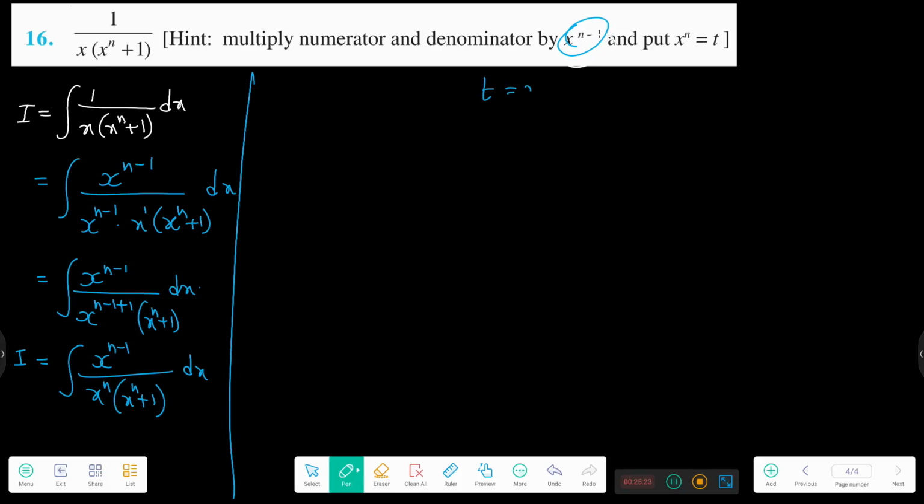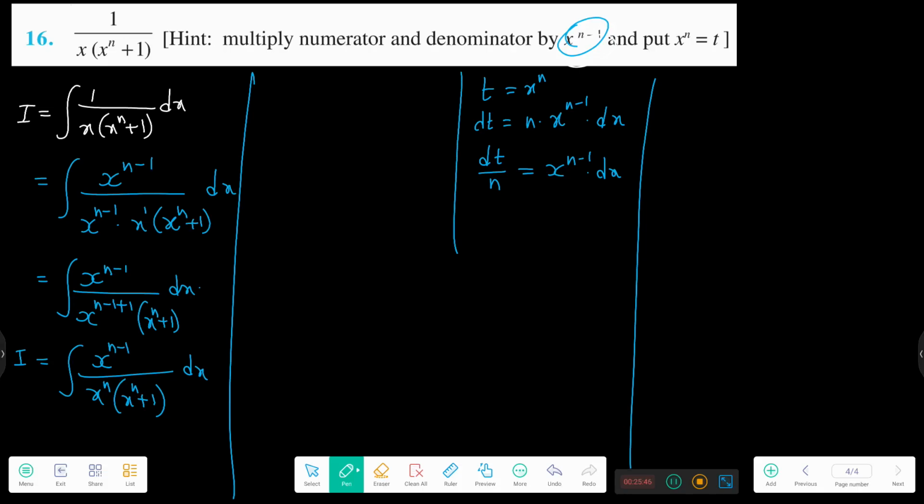is equal to x power n. Let's differentiate. So dt is equal to n will be coming down, x power n minus 1 into derivative dx will be coming. So x power n minus 1 into dx we have, that you can write, n only extra, so that dt divided by n is equal to x power n minus 1 into dx. Now we can replace here. Now the integral became in the t portion.